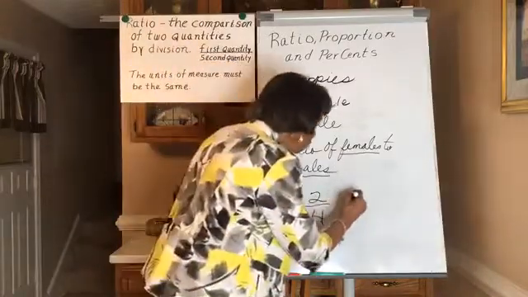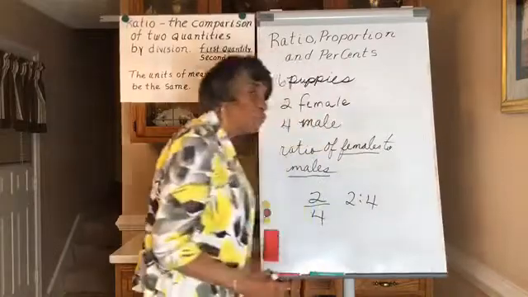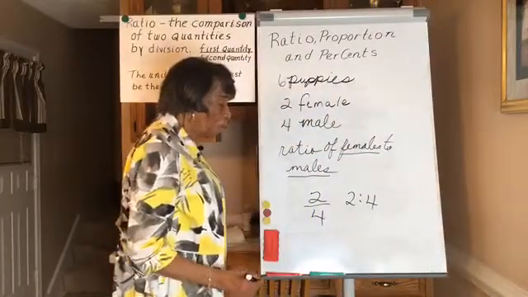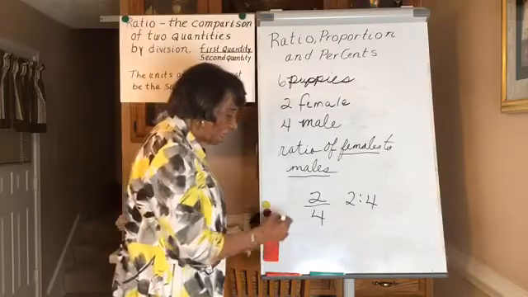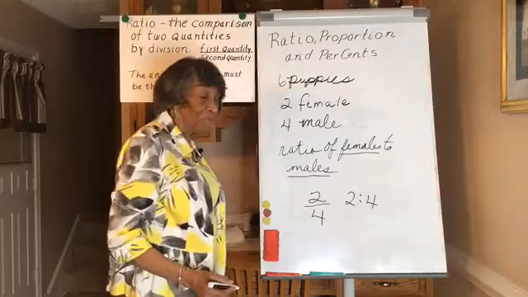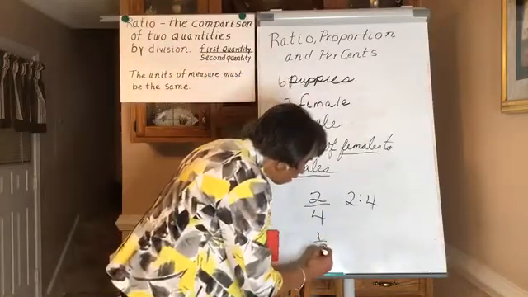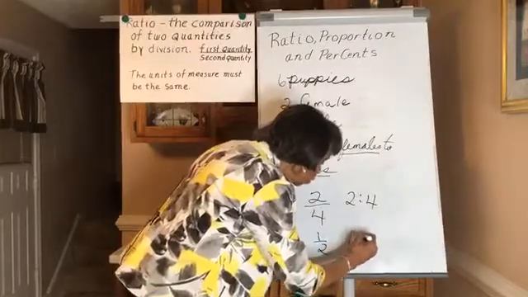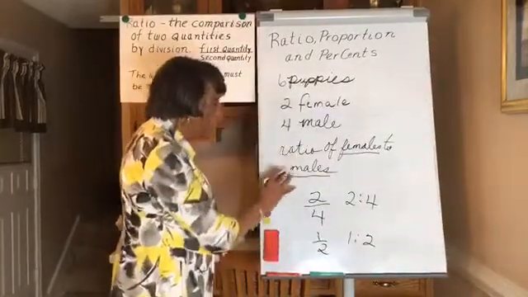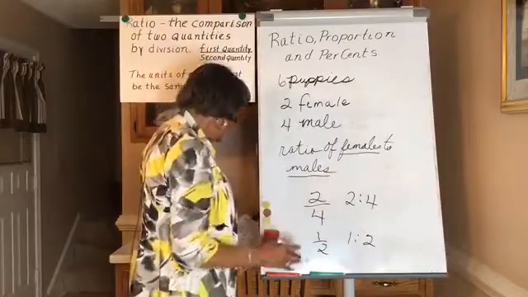Or we write it this way, and we say 2 to 4. We could also simplify it and say 1/2, because 2/4 does equal 1/2. And if we did it that way, we'd say 1 to 2. So the ratio of females to males is 1 to 2 or 2 to 4.